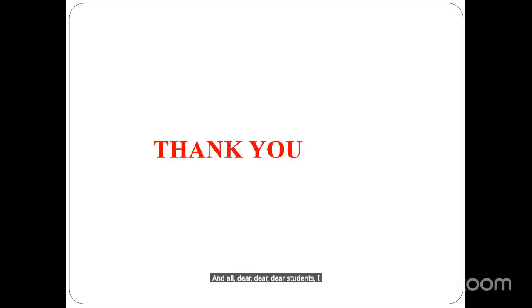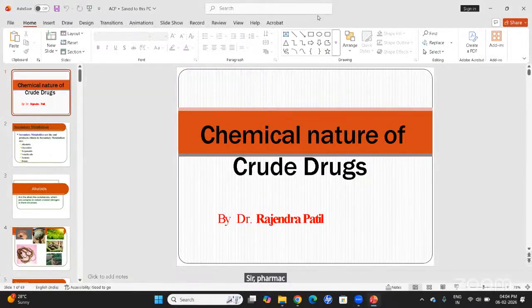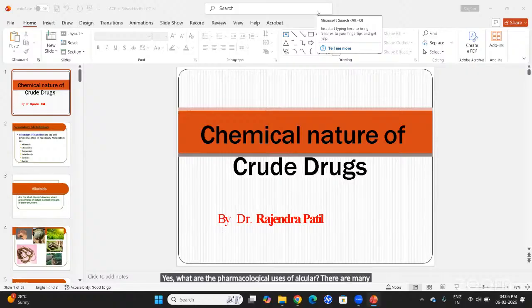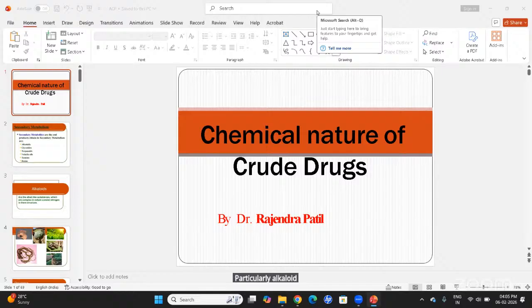Sir, one question is there. What are the pharmacological uses of alkaloids? There are many uses of alkaloids. Atropine acts as an anticholinergic drug and is used as a mydriatic. Caffeine, an alkaloid, is a CNS stimulant, right?